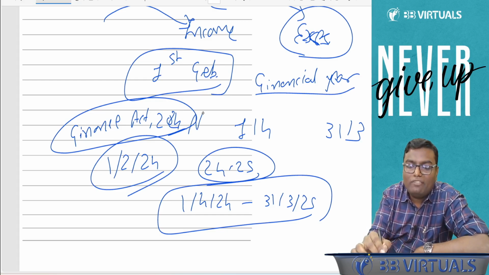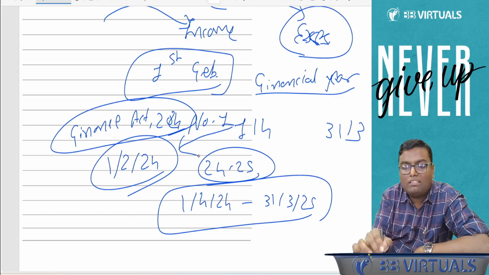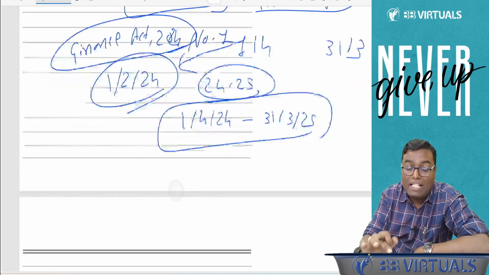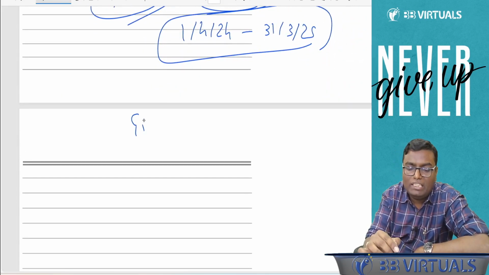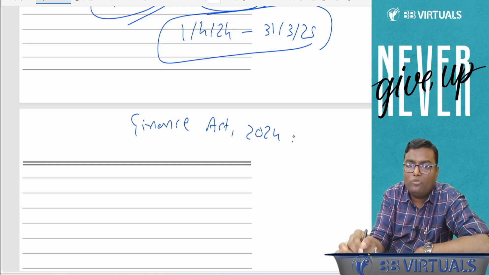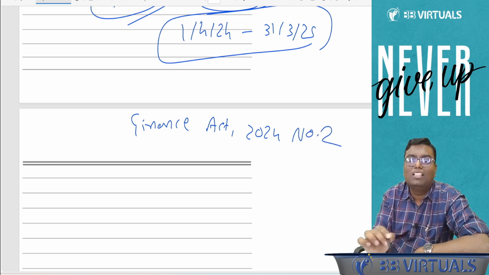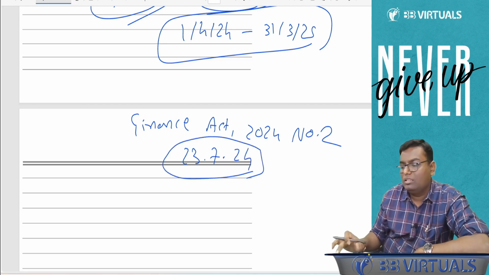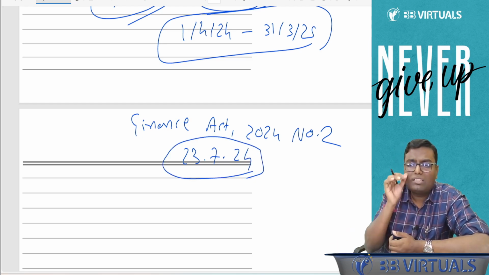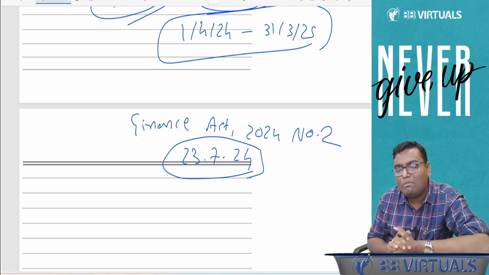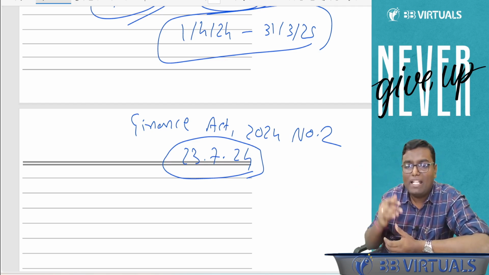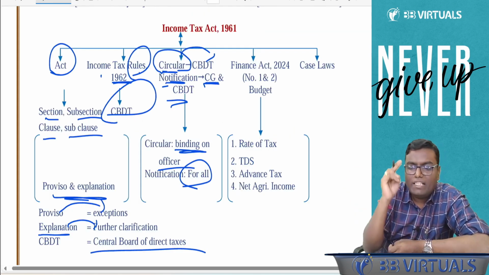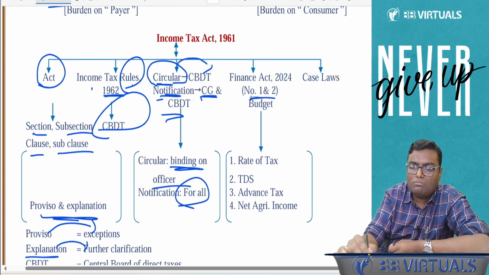Finance Act 2024 number 1, which came on 1st February 2024. And the second budget which we have to study is Finance Act 2024 number 2, which was issued on 23rd July 2024. And this budget was in so much news because so many changes have been done through this budget by the new government at that time. So yes, how many budgets will we study? Two. Finance Act 2024 number 1 and number 2.